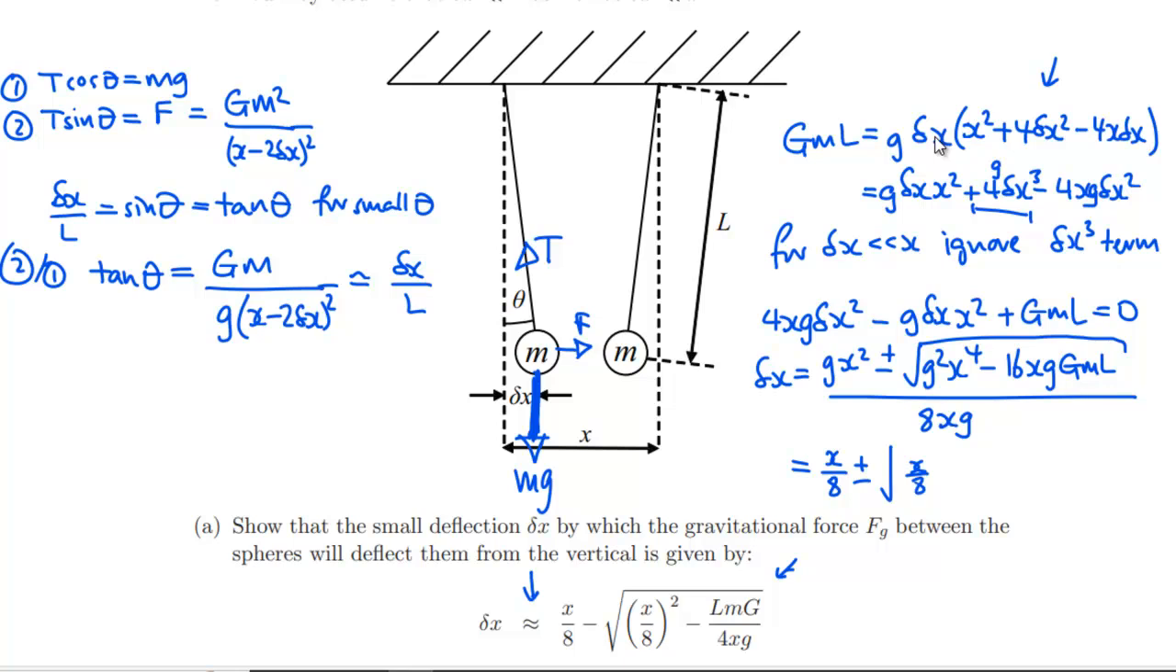So yeah, that's fine. And then we'll have 16 over 64, which is a quarter. We'd have an x and a g on the bottom cancelling with the ones on the top. So yeah, gml over 4xg. Right, so that's fine. So all we got to deal with is the plus or minus. So why have we got a minus there rather than a plus?